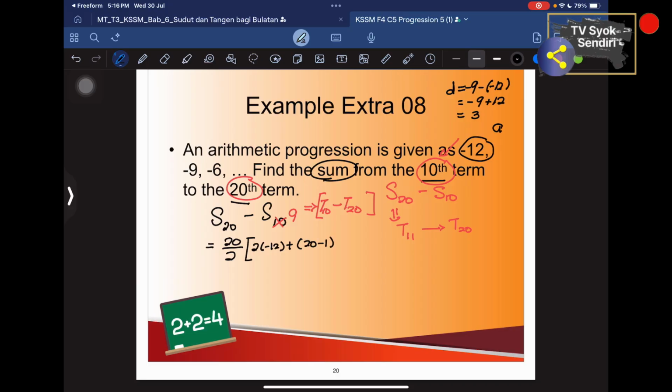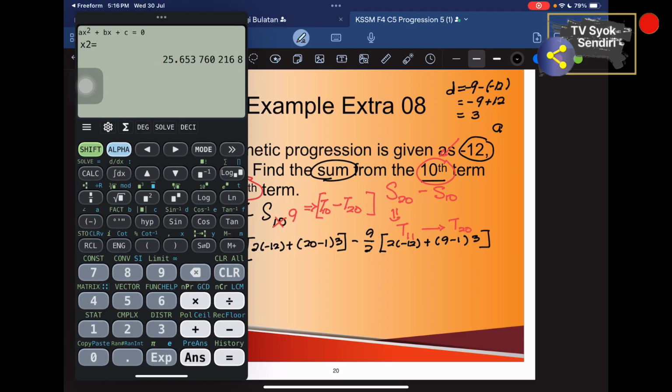So don't write 19, you will need to write 20 minus 1 multiplied by 3. Remember, this is only for S20, not yet S9. Then only you write minus 9 over 2 in the big bracket, 2 multiplied by negative 12, and then plus 9 minus 1 multiplied by 3, close it. Yep, so this is the value that we have.